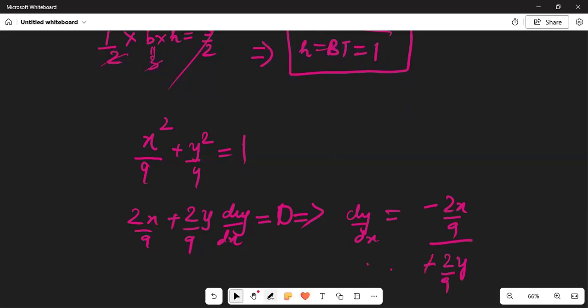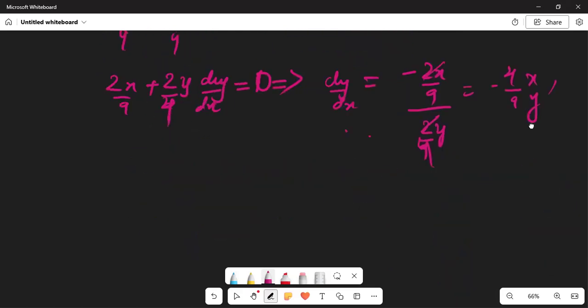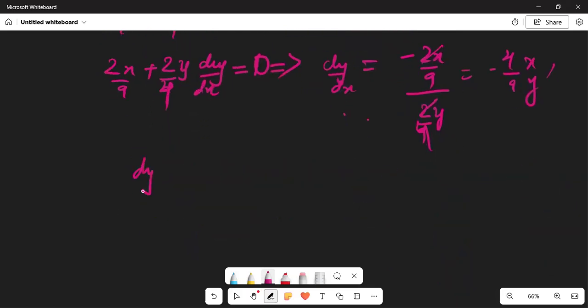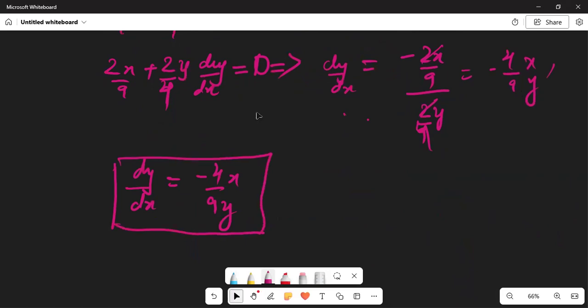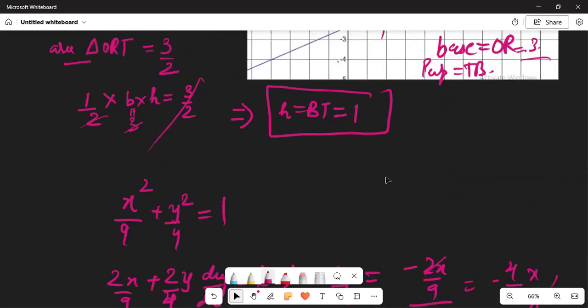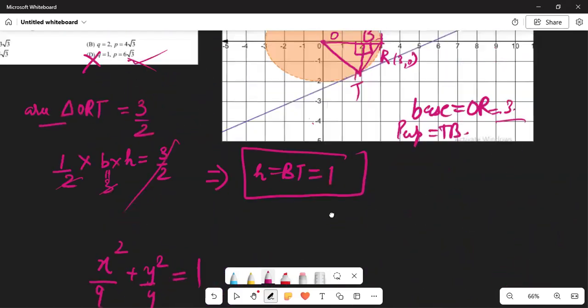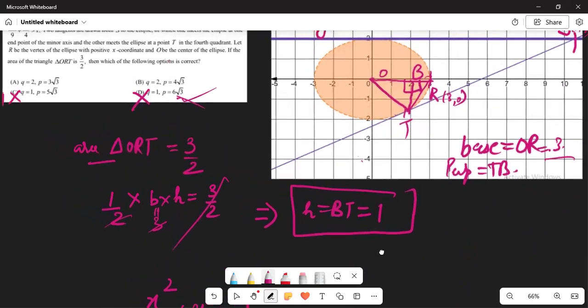So this is not minus, and you can cancel this 2. Sorry, this is 4, and this becomes minus 4 by 9 and x by y. So the slope of the tangent line at any point of the ellipse is given by this. Once we know the coordinates, substituting the coordinates here, we can find the slope of the tangent line of the ellipse.